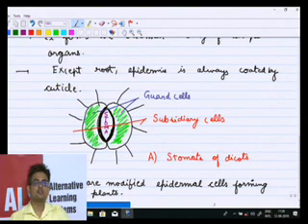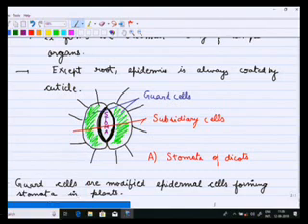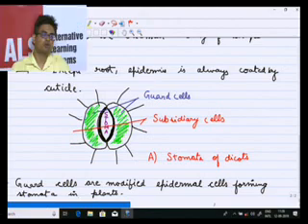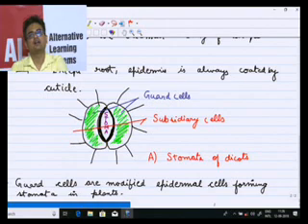So stomata is a breathing pore. It's also a pore for water loss. Okay, it is meant for losing water also, and it is also a pore for taking in air and giving out air, exchange of gases.